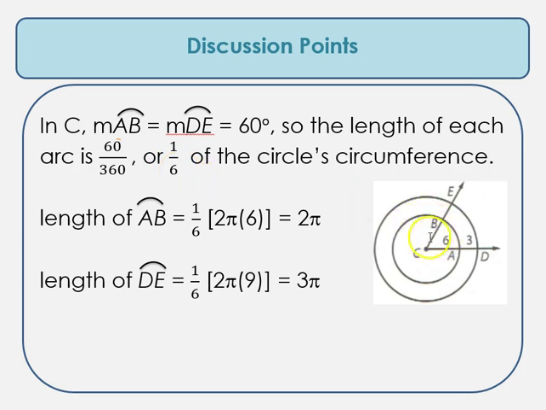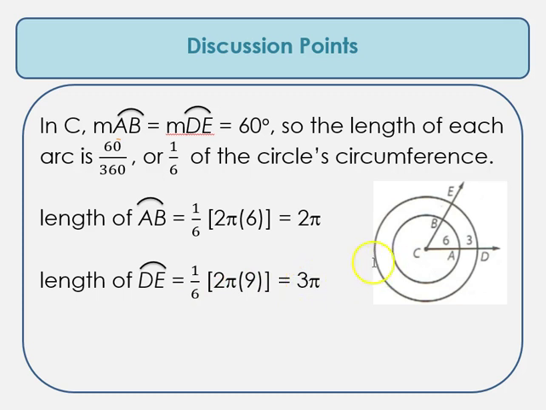So this arc for both of these circles is 1/6 of the circle's circumference. So the length of AB would be 1/6 of the circumference, which is 2 pi r, and 2 pi 6 for the smaller circle, which is 12 pi, divided by 6 is 2 pi. And for the larger circle, 2 pi, and the radius for the larger circle is 6 plus 3, which is 9. So that's 18 pi divided by 6 is 3 pi.